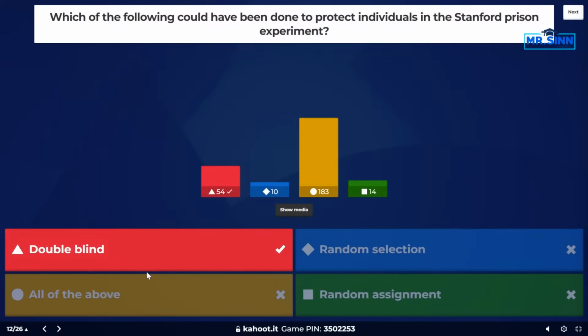All right. Yes, a double blind is going to be our right answer. Random selection, random assignment, not necessarily going to connect for helping protect individuals. Remember here, random selection is when participants are randomly selected to be part of a study. And assignment then is when we're randomly going to assign the participants to either the control or our experimental group. Now, that isn't going to offer much protection.